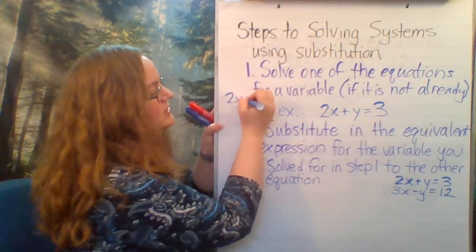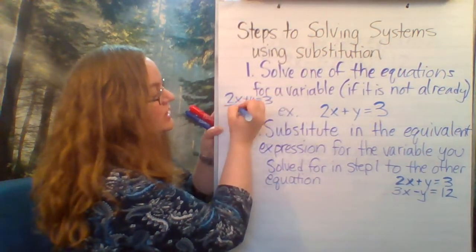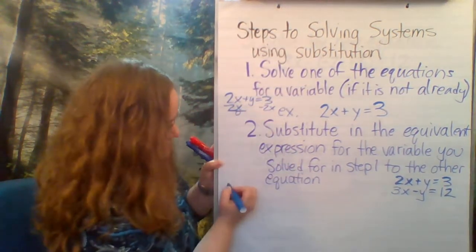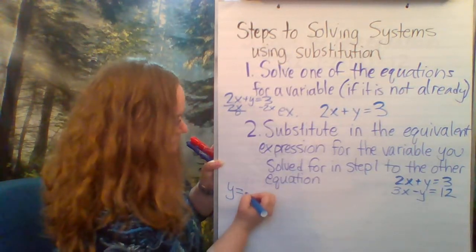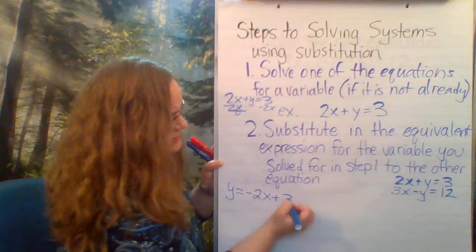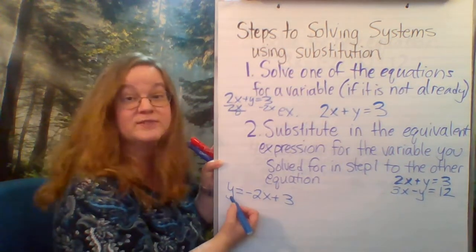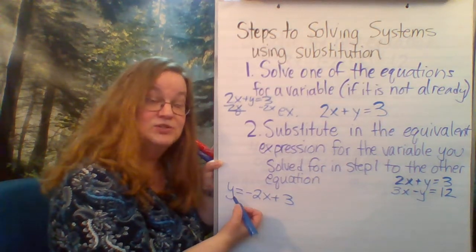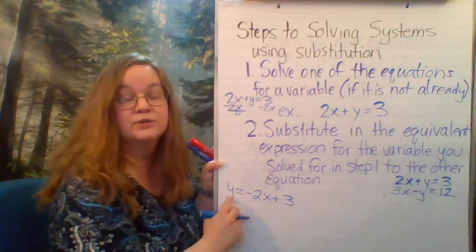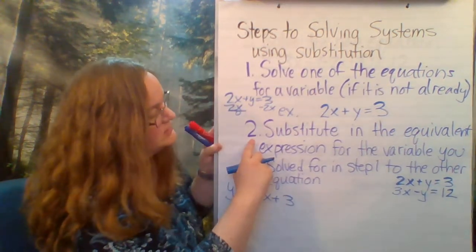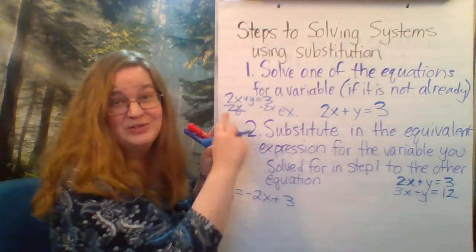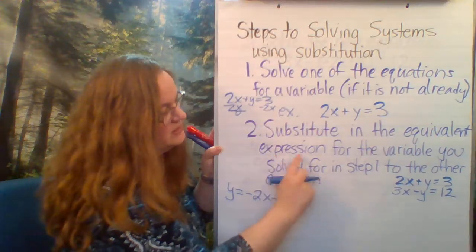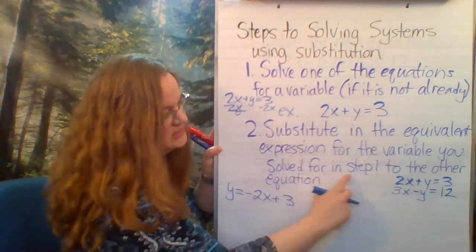So if I take 2x plus y equals 3, and I subtract 2x from both sides, that comes out to nothing on the left, and I get y equals negative 2x plus 3. Now I've solved for y, so y is all by itself. That's really important when you are solving systems using substitution. You have to have one of your equations solved for a variable. Sometimes it'll already be solved for you and you don't have to do step one, so it just depends.